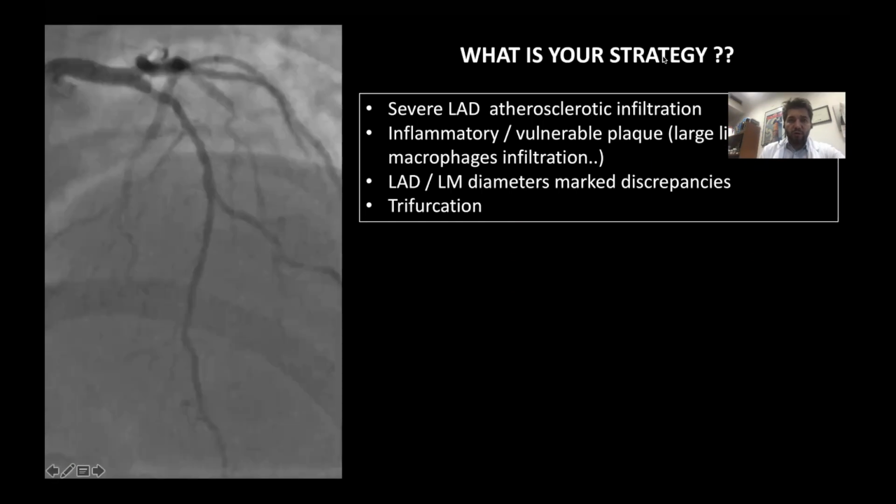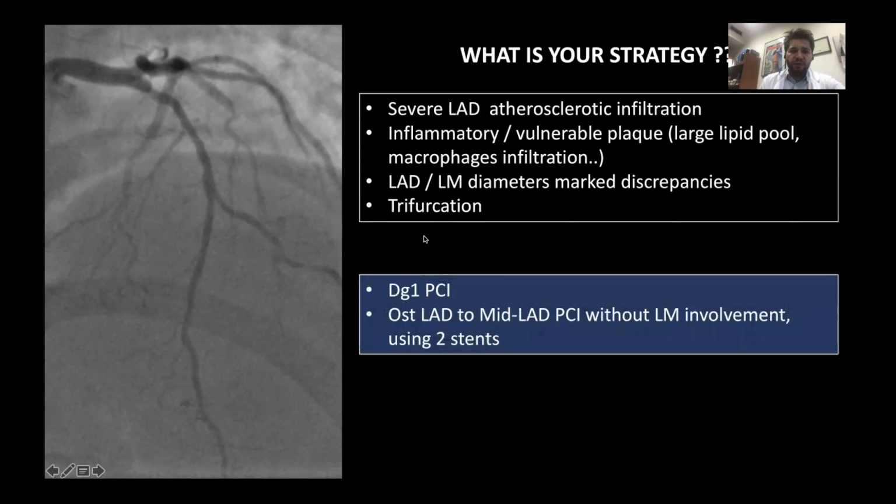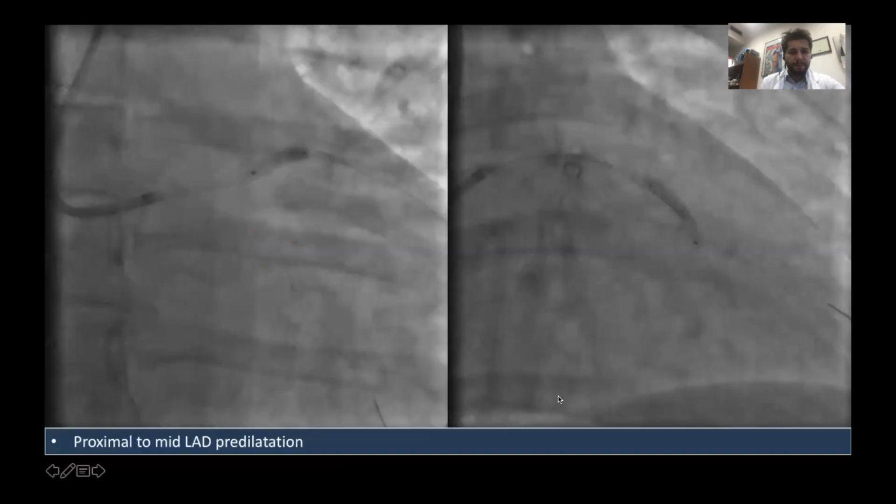So what was the strategy? We had a severe LAD atherosclerotic infiltration. We've got an inflammatory vulnerable plaque because of these macrophages infiltration, this large lipid pool. The LAD and left main diameters have marked discrepancies, and this is a trifurcation. So based on that, we decided to first fix the first diagonal branch and then perform ostial LAD to mid LAD PCI without involving the left main and using 2 stents.